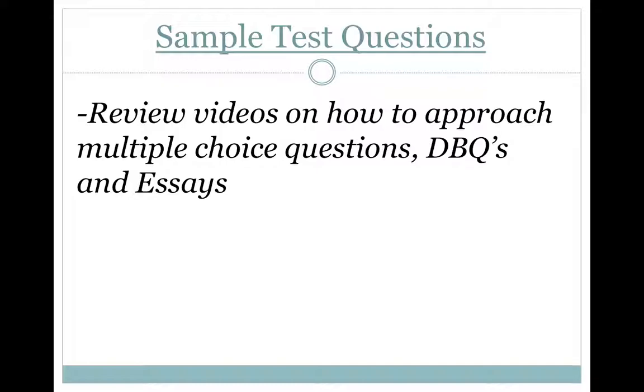I'm going to sample some questions. I'm pulling some questions that you might see from the Regents, and I'm going to show you examples of multiple choice questions, DBQ questions, and essay questions so that you're better prepared for what you could be seeing on the Regents exam.